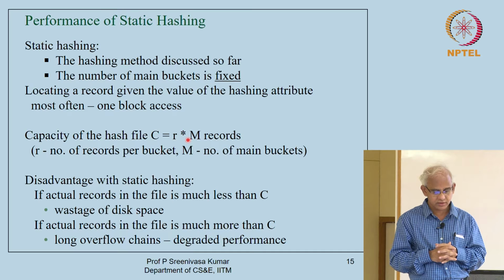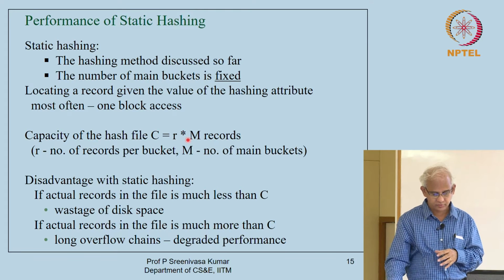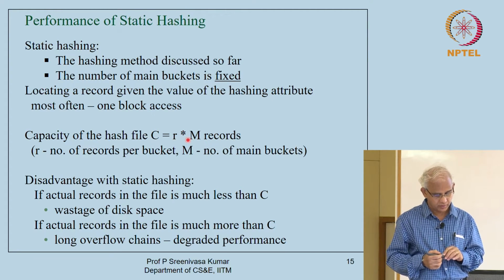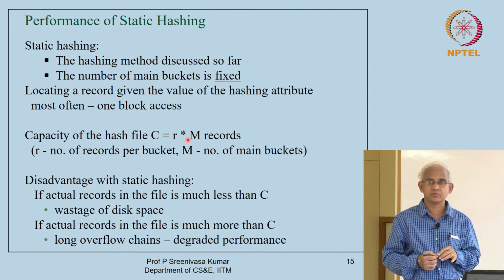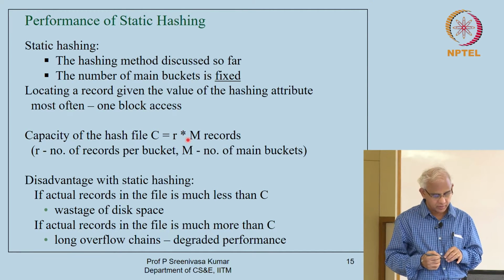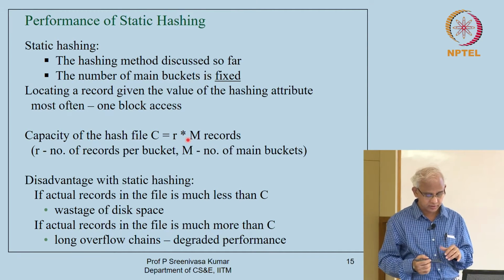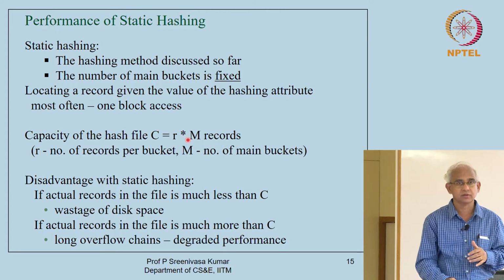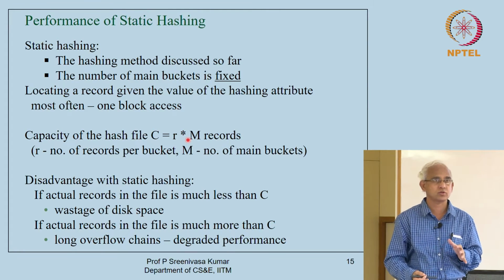The disadvantage of the static hashing method is that when the actual records in the file are much fewer than its capacity, there will be wastage of disk space. And if the actual records are much more than its capacity, then there is a tendency for overflow chains to form, and so the performance will degrade.